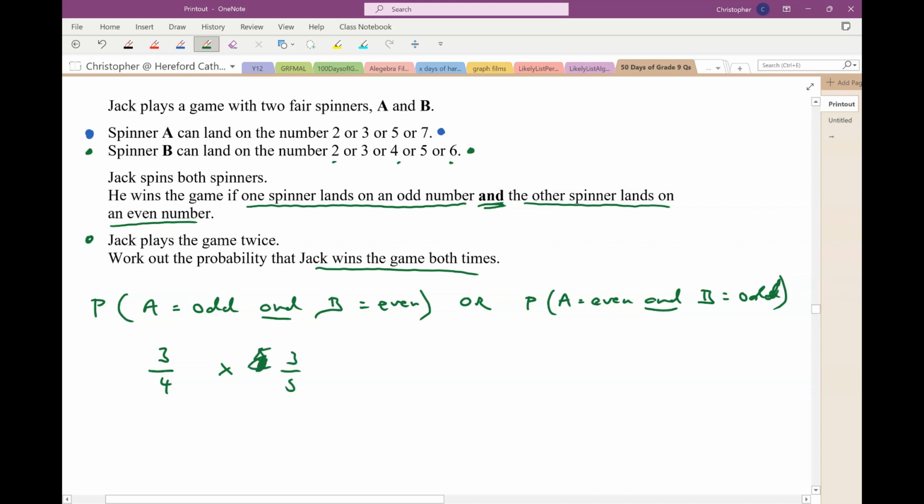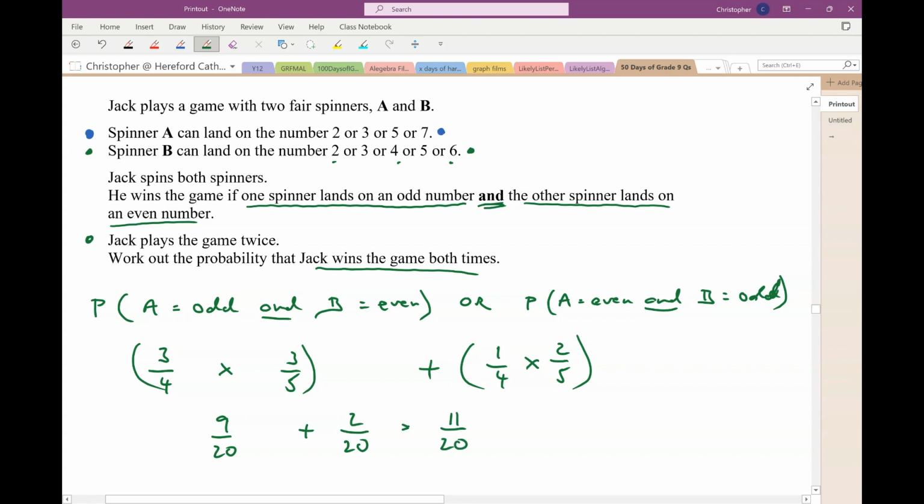3 out of 5. So that's the probability of A being odd and B being even. But he could also win if A is even. Well, A being even is going to be 1/4, and B being odd is going to be 2/5. So if I work out each of those, top times top, 9 over 20, plus bottom times top, 2, bottom times bottom, 2. Look at that. So the probability of him winning a game is 11 out of 20.